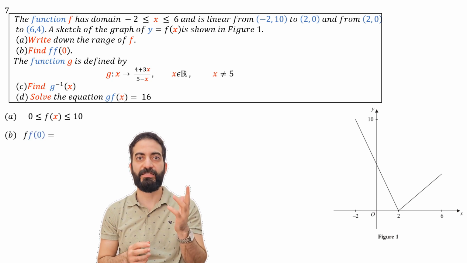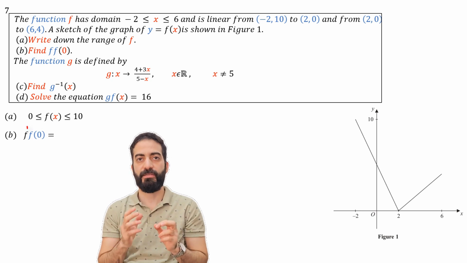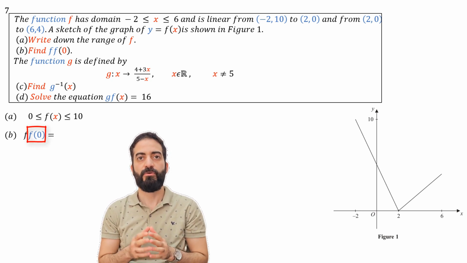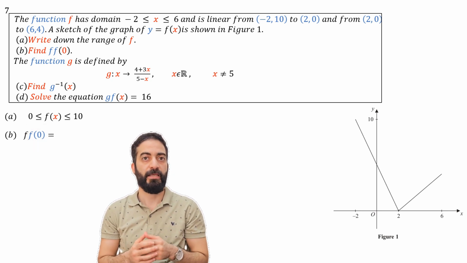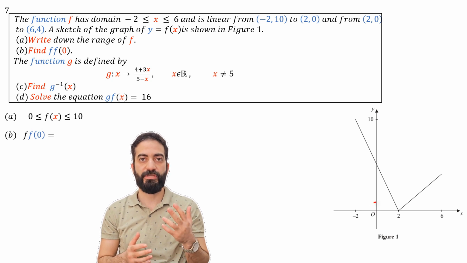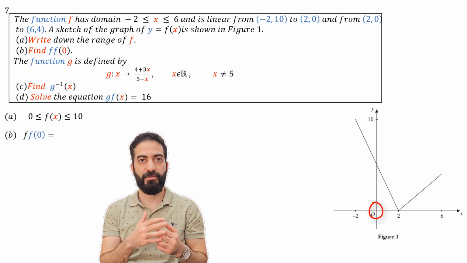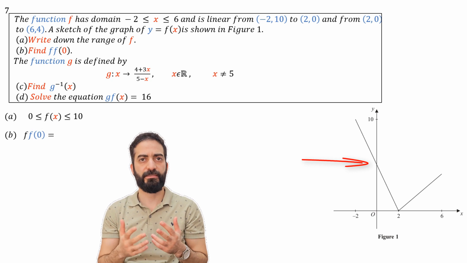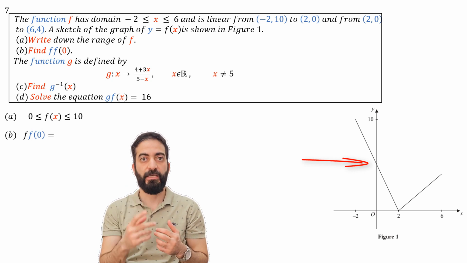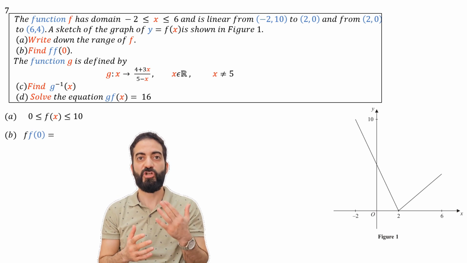Find f(f(0)). We must always start by obtaining the answer that is inside. In other words, we must first obtain the answer to f(0). This is the first step we must take. f(0) is when x equals 0. Unfortunately, there is no value of f(0) here on the graph. This means that we must get the answer through calculation.